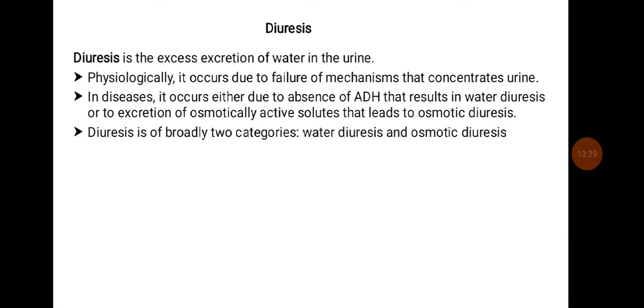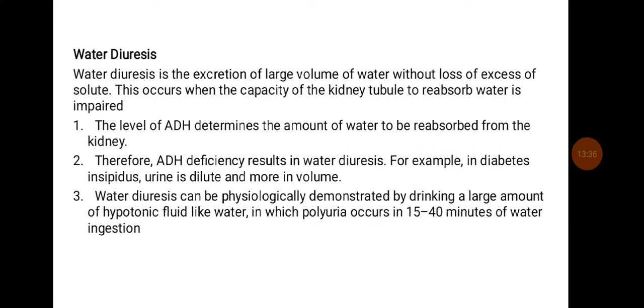Diuresis can be classified into two categories: water diuresis or osmotic diuresis. Water diuresis is excretion of large volume of water without loss of excess of solute. This occurs when the capacity of the kidney tubule to reabsorb water is impaired. The level of ADH determines the amount of water to be reabsorbed from the kidney. Therefore, ADH deficiency results in water diuresis. For example, in diabetes insipidus, urine is dilute and more in volume.